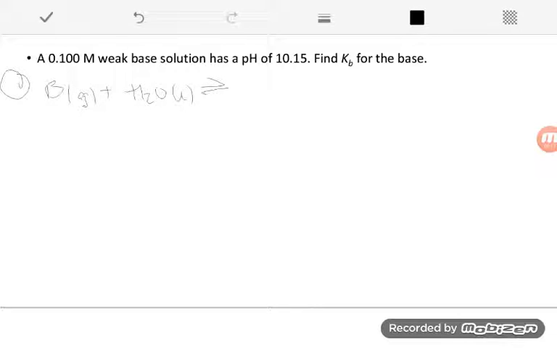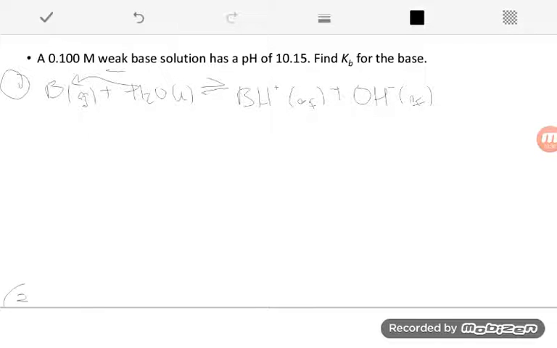We use our double arrow because this is a weak base. Bases accept protons, so water will give one up. We'll generate BH plus. And as water gives off that hydrogen ion, it will produce OH minus. So first step, we have our equation.